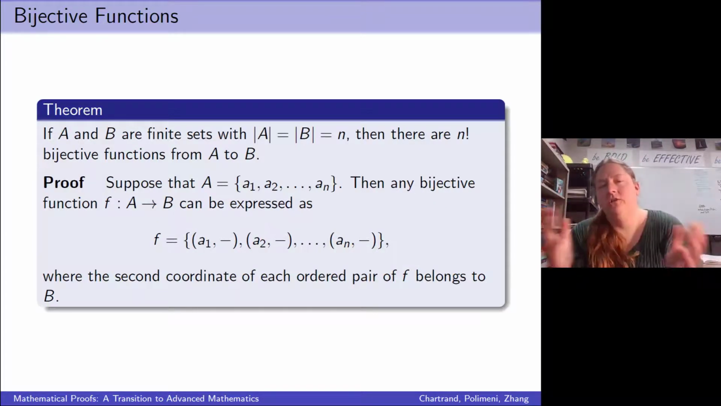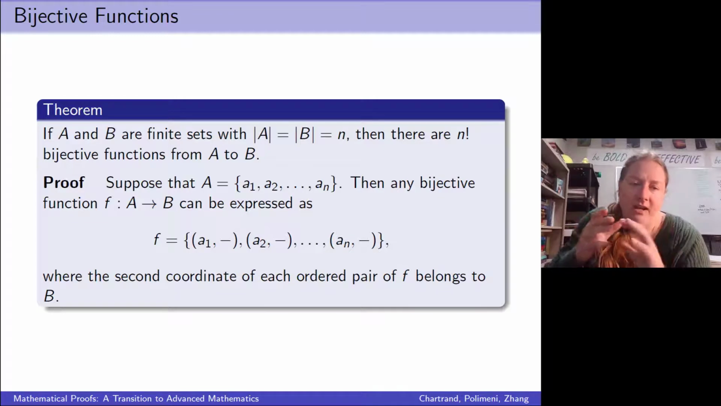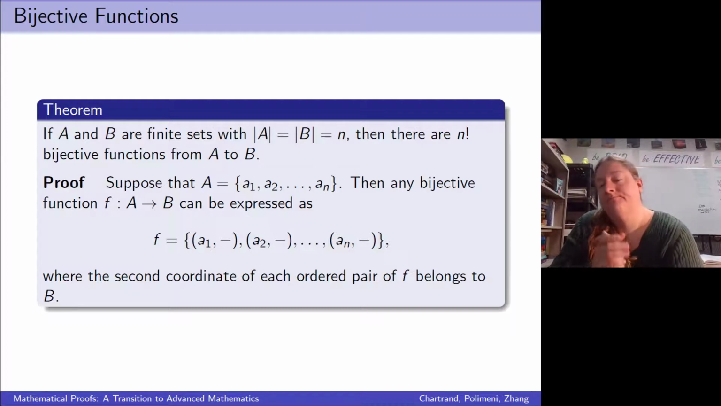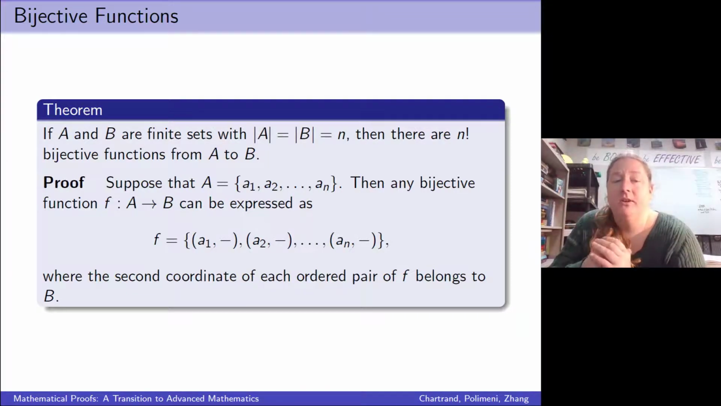So let's generalize that and make it a theorem. If I have finite sets A and B, the sizes of the sets are equal, and say they equal the size n, then there are n factorial bijective functions from A to B. So let's take a look at how this plays out.